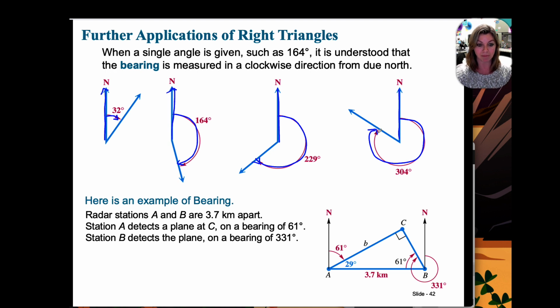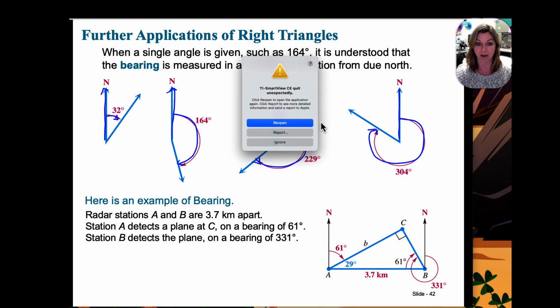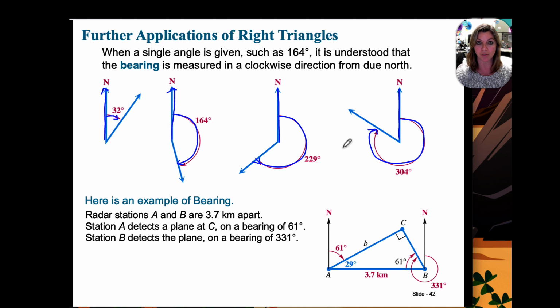Here's an example of bearing. Radar stations A and B are 3.7 kilometers apart. Station A detects a plane at point C on a bearing of 61 degrees. Station B detects the same plane on a bearing of 331 degrees. Let's take a look at that here. Here's station A, and they saw the plane on a bearing of 61 degrees. So we have due north, a bearing of 61 degrees opens in the clockwise direction, and so this terminal side intercepts where they see the plane.